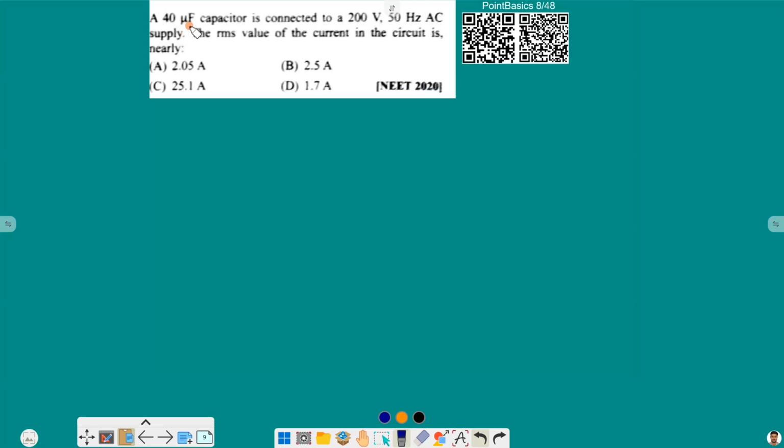A 40 microfarad capacitor is connected to a supply frequency. The RMS value of the current in the circuit is. So we have to find out the RMS value. For that, we have the RMS value of the voltage here, and we need the value of the impedance. So impedance offered by a capacitor is 1 by omega C. It will be 2 pi into the frequency, that is 50, and the capacitance is 40 microfarad, so 10 raised to power minus 6.